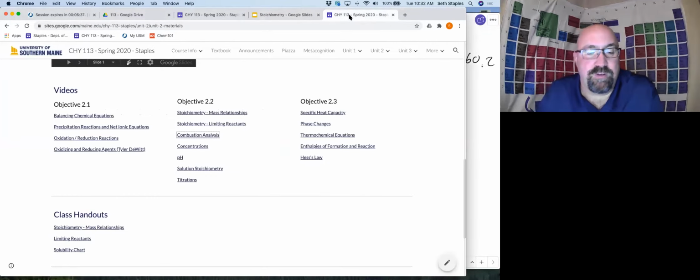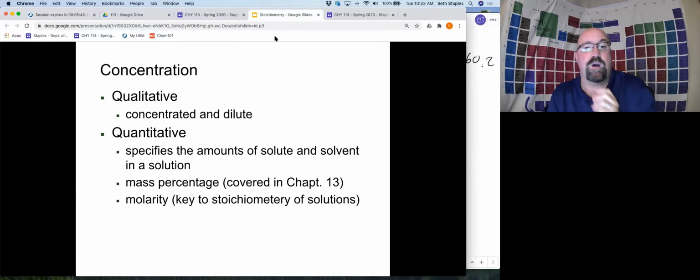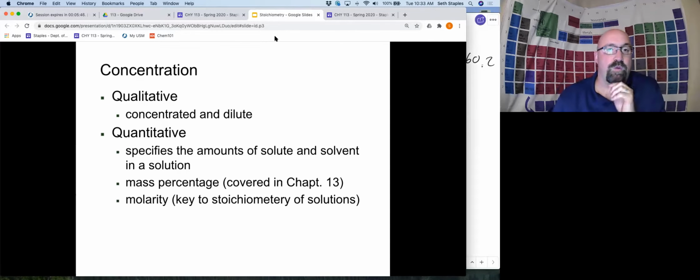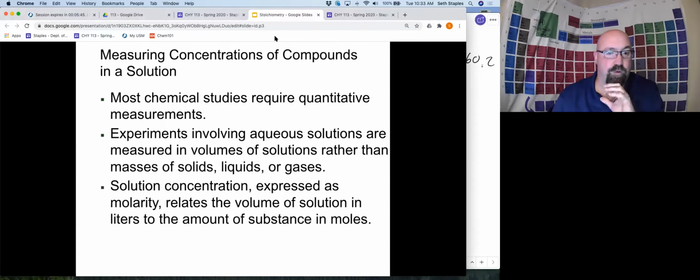Okay, I'm not going to spend a lot of time talking about concentration today because we've already talked about a lot of this. Remember that with concentration amounts, we're talking about solutions in which we'll have a solute and a solvent. Molarity is something that we've already talked about. When we're looking at stoichiometry involving solutions, we use our molarity to go back and forth between moles and liters.